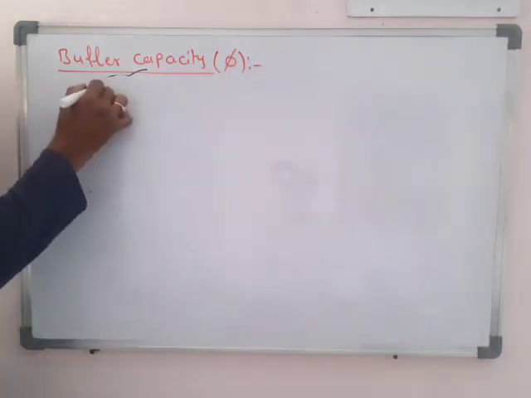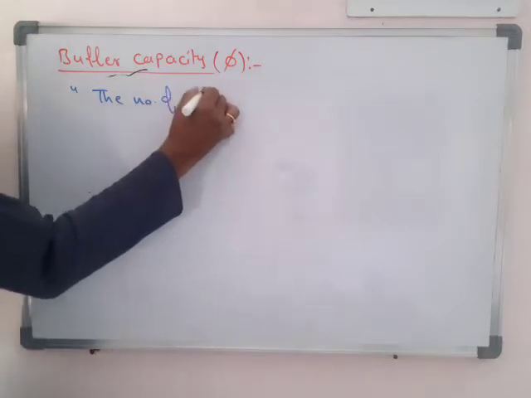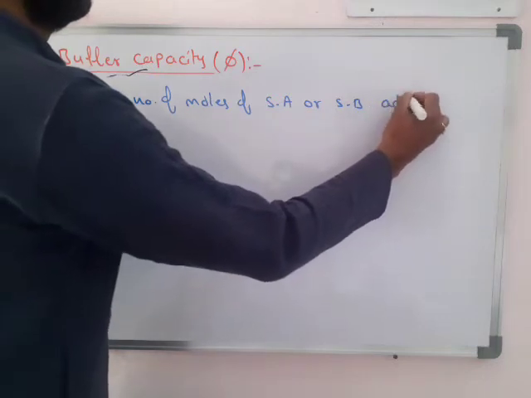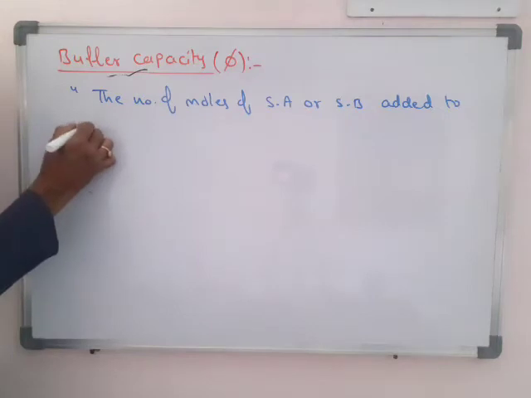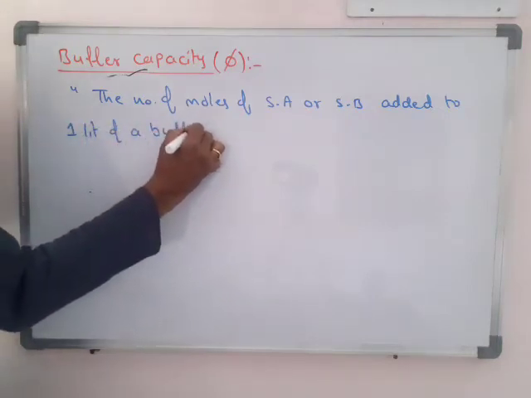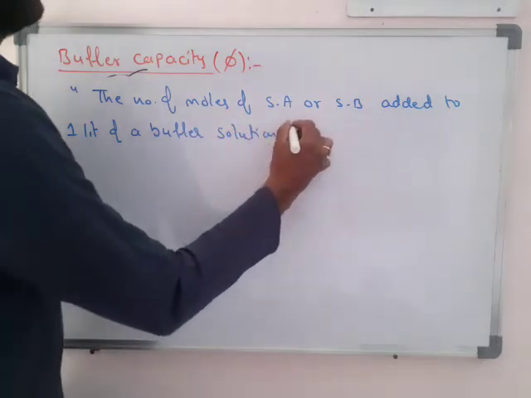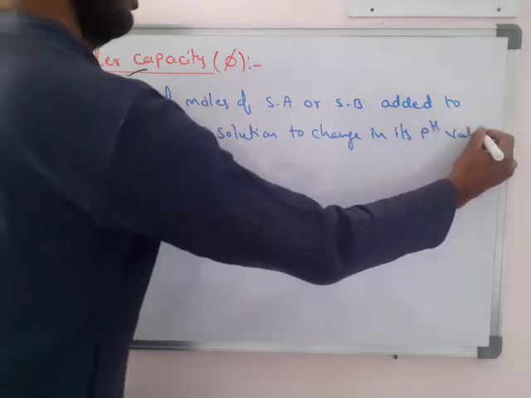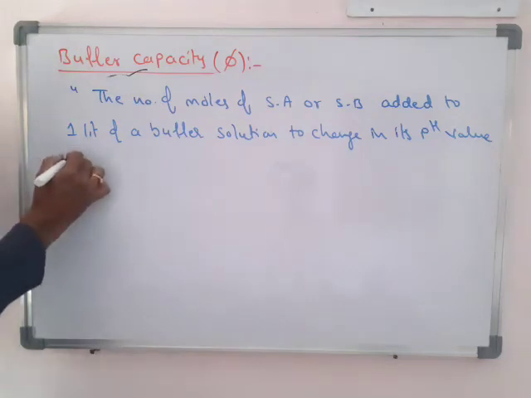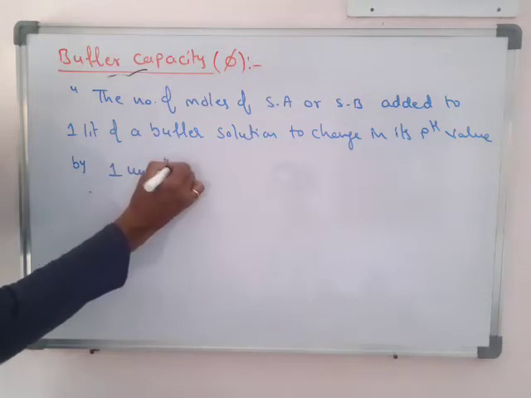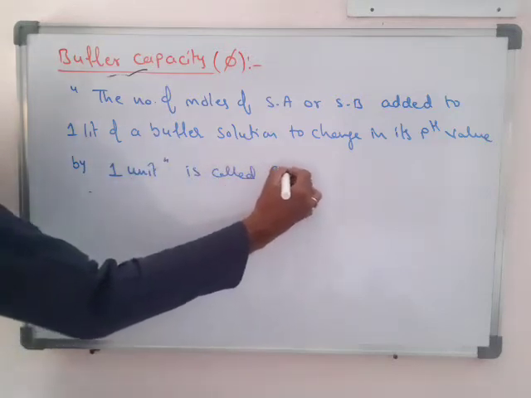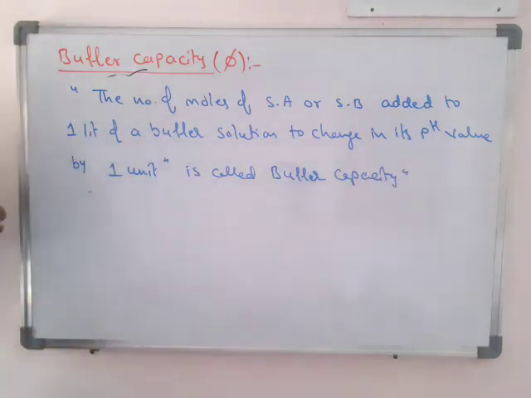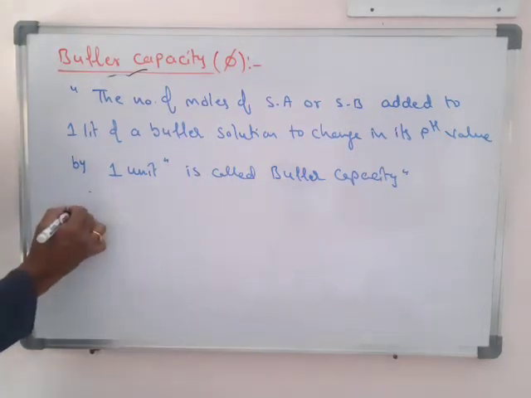So we can define the buffer capacity: the number of moles of strong acid or strong base added to 1 liter of a buffer to change its pH value by 1 unit is called buffer capacity. Okay, so buffer capacity is generally denoted by phi.